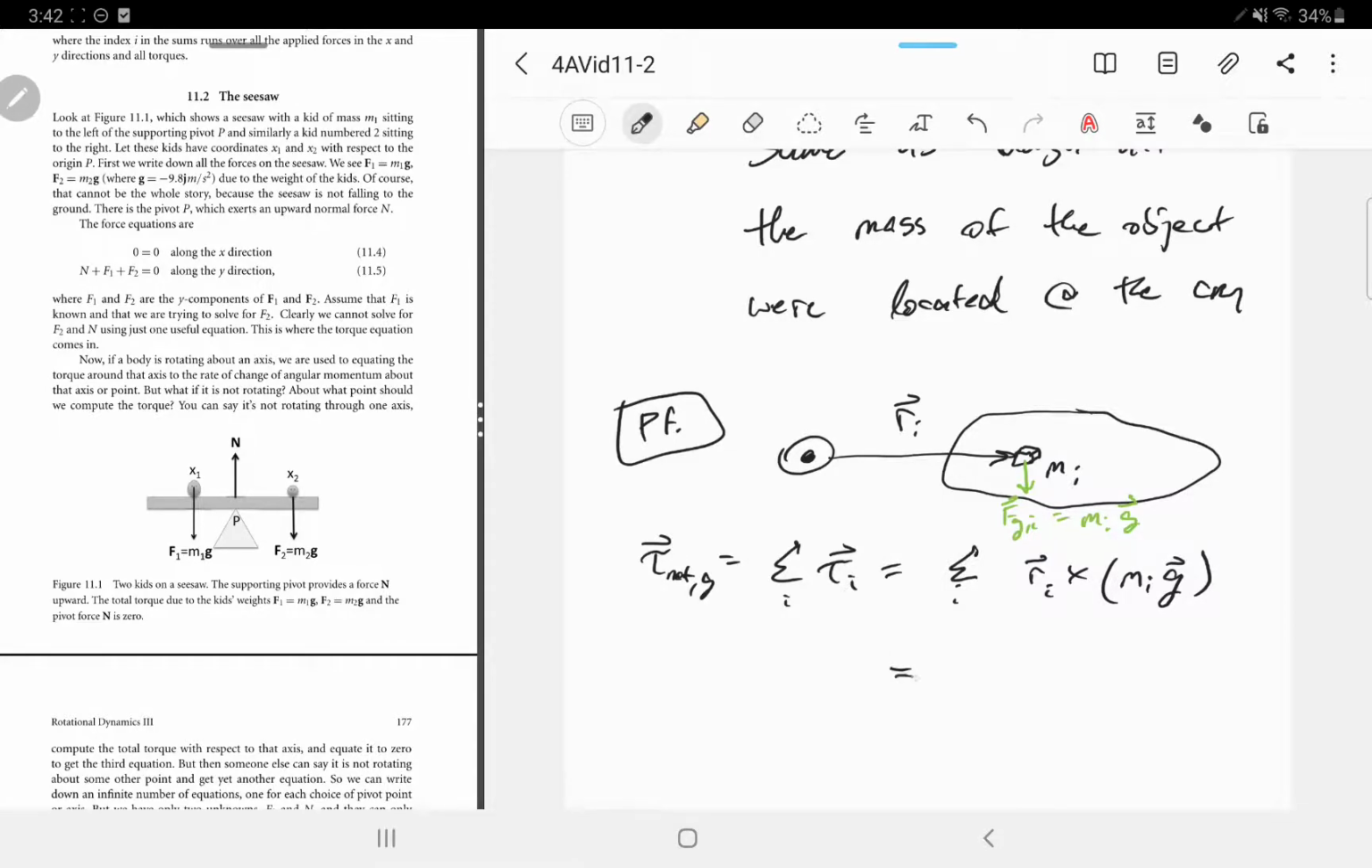Okay, so I'm just going to group this a little bit differently. I'm going to say the sum is of r sub i times m sub i, and then g is common to all of these pieces.